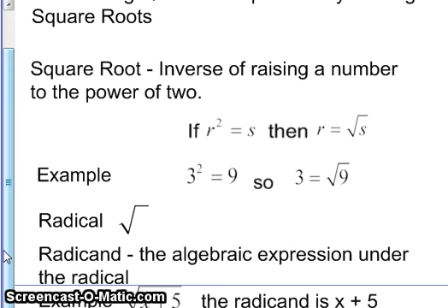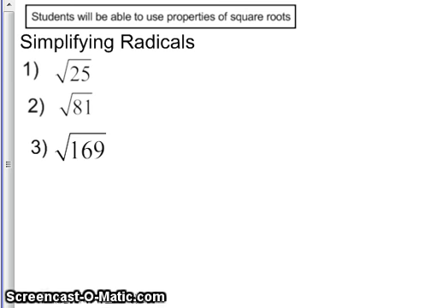This symbol here is called a radical. The radicand is whatever's underneath the radical. So if I gave you this problem right here, square root of x plus 5, and I asked you what is the radicand, you would answer x plus 5. All of that is just vocabulary and definitions. Here's 3 problems for you. Please write that down.